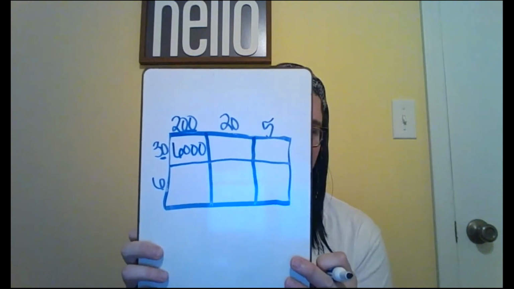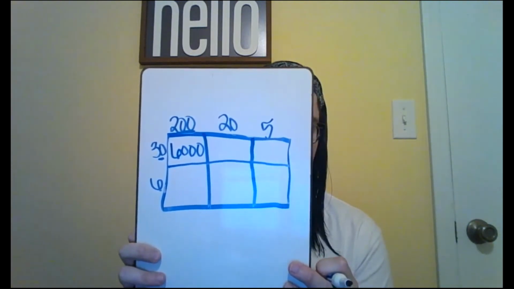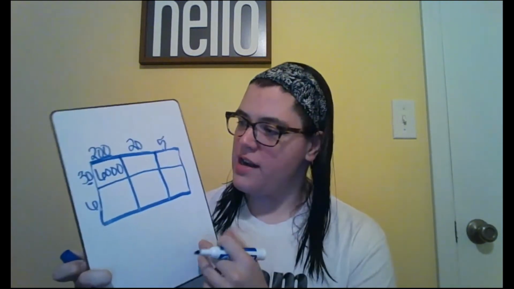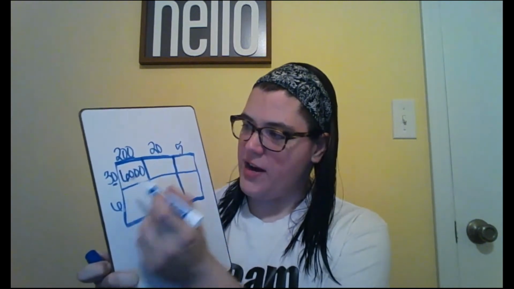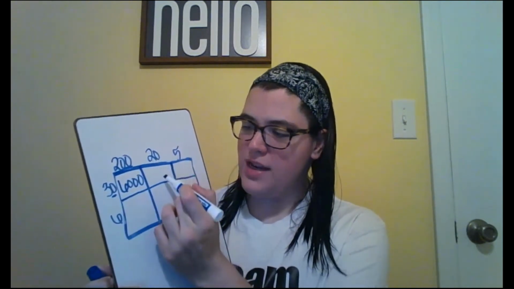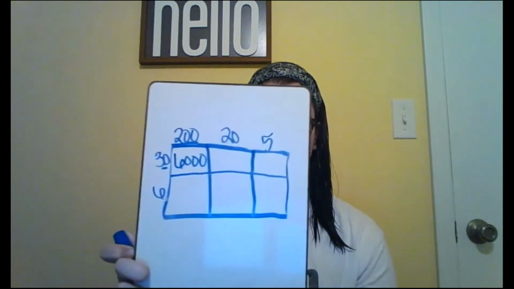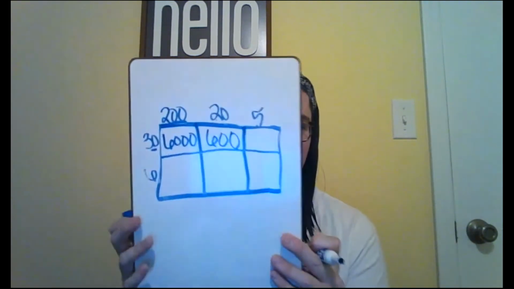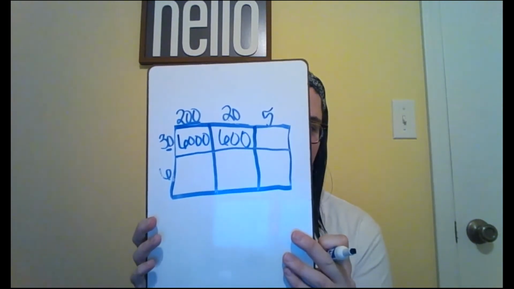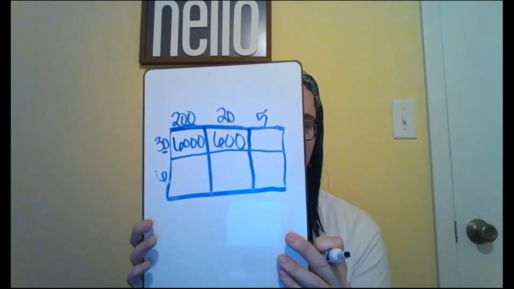That's a little math trick to help you know. So 30 times 200 is 6,000. Then you're going to go to this next box, which is going to be 30 times 20. We know, once again, that 3 times 2 is 6. We have a 0 on our 30 and a 0 on our 20, which gives me 600. So 30 times 20 is 600.